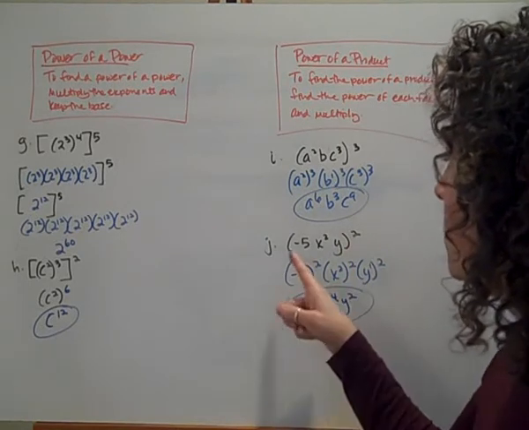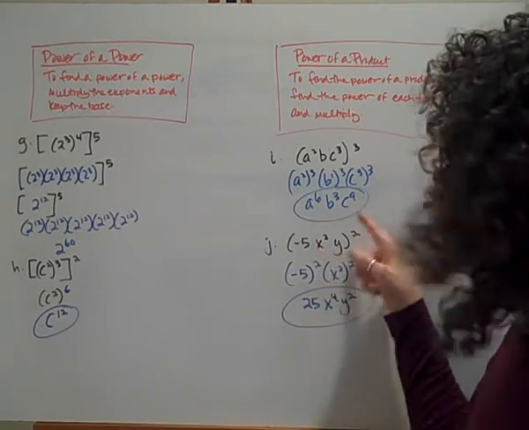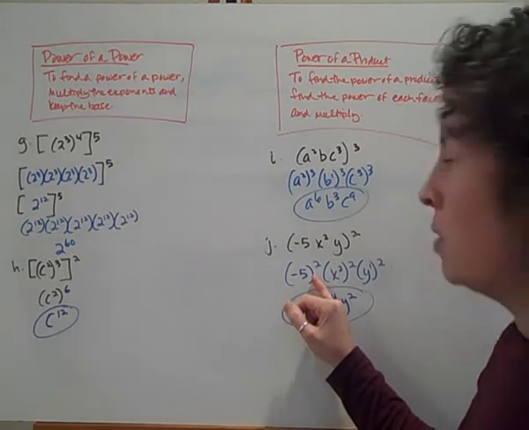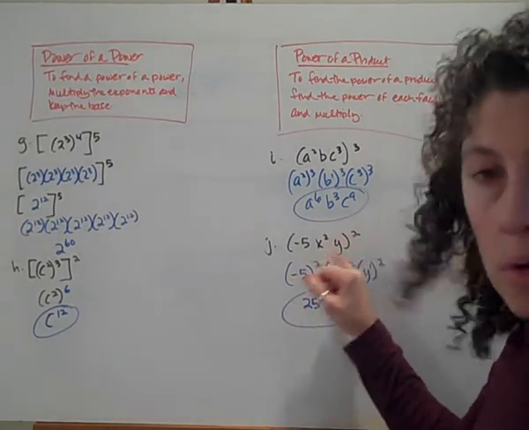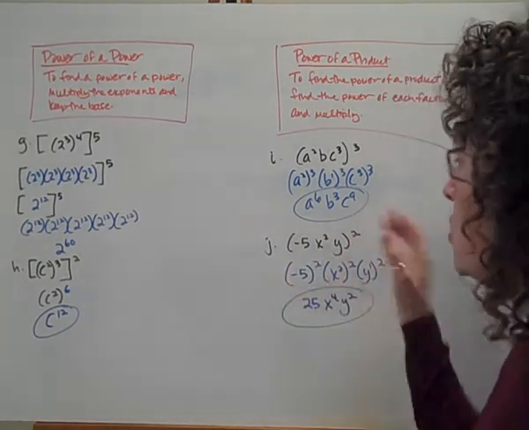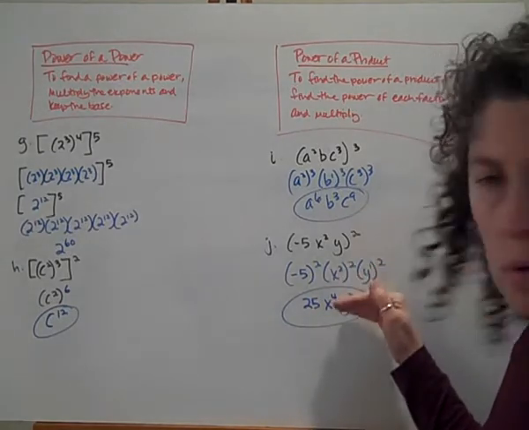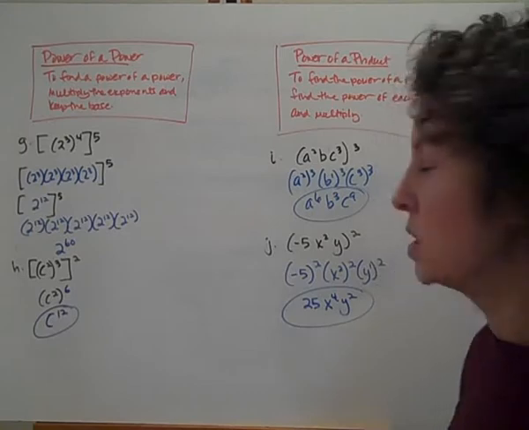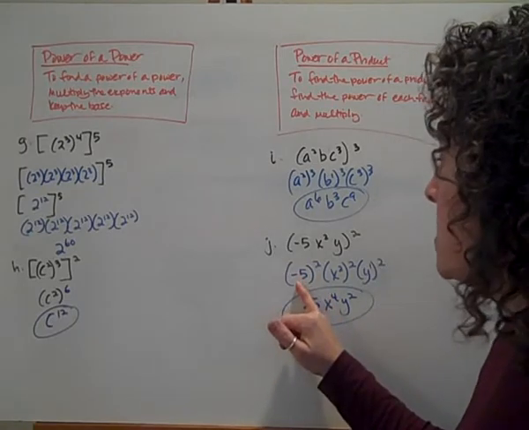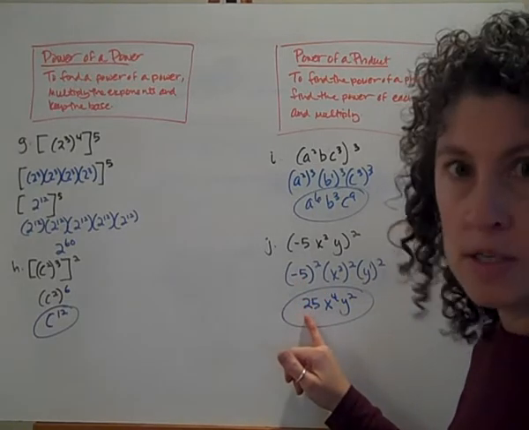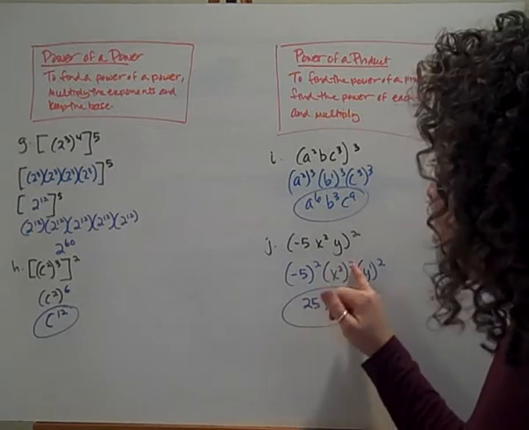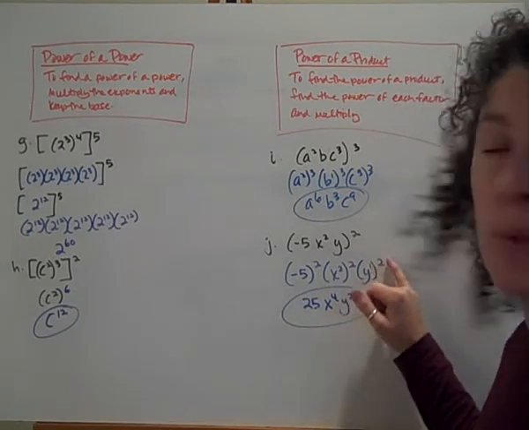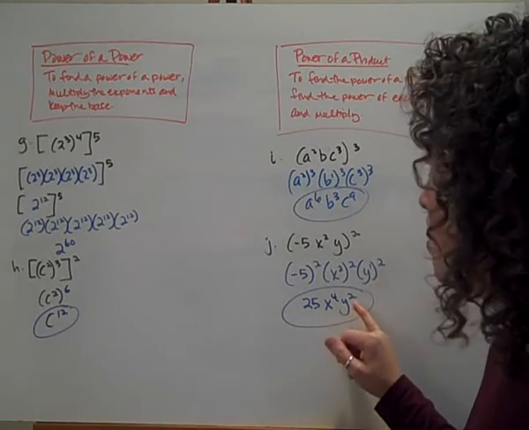All right, and our last one, negative 5x squared y to the second power. Again, I can break this up, negative 5 to the second power, I want x squared to the second power, and I want y to the second power. As you get more comfortable with these, you don't need to write this out. You're welcome to skip right to this one. That's fine. But I want to kind of write it out so you see what it looks like. So this is a negative times a negative, which gives me a positive. So I end up with positive 25. X squared to the second power, which is x to the fourth. And y to the first power to the second power, which is y squared.